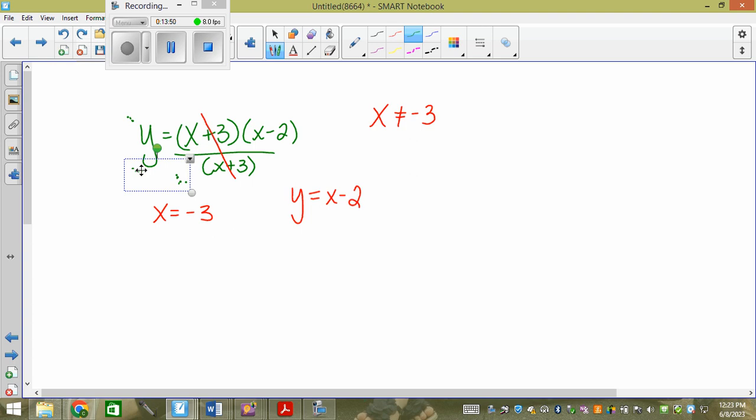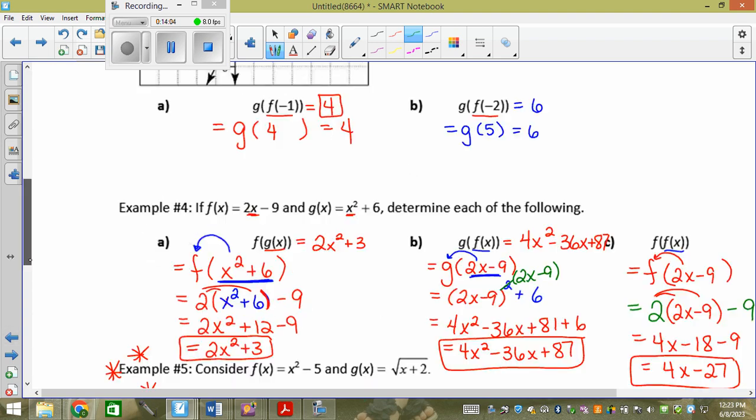So if at any point in time you have a problem, like you have a radical, so radicals can't be negative, or you have values of variables in your denominator, you have to state restrictions, and they'll carry through even if they go away. So what do I mean by that? Let's look at this one.